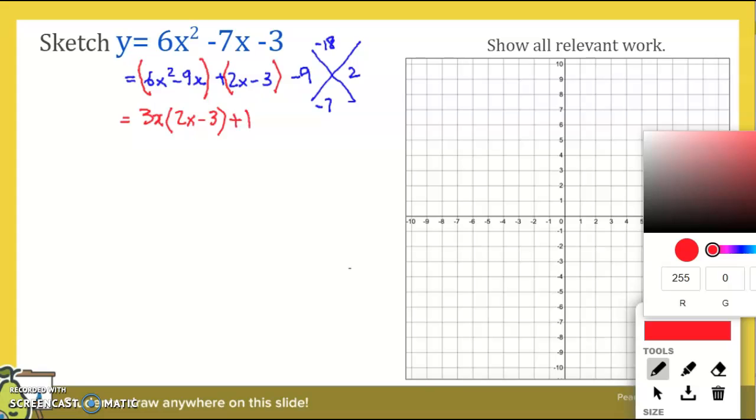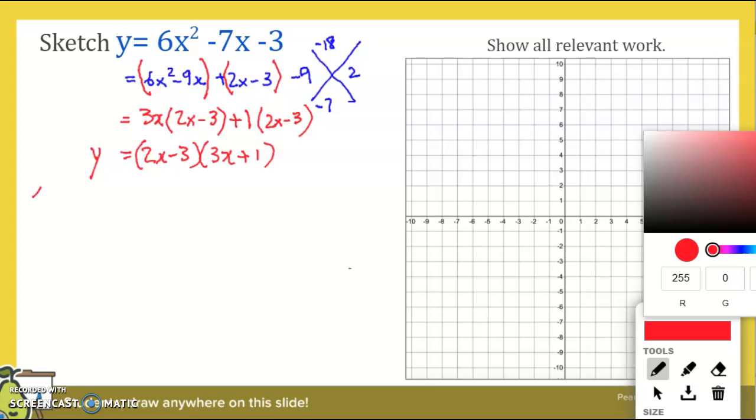Okay, so I just put 1 here, which is same as 2x minus 3. 1 times anything is that anything. Okay, I can see that 2x minus 3 is common to both the first half and the second half of the term. So that's going to be 2x minus 3 multiplied by 3x plus 1. So I have just converted the first equation into a factored form. Now that I've done this, I can figure out what the x-intercepts are.